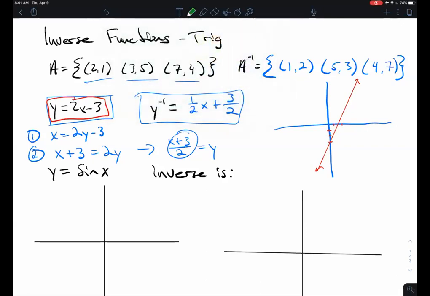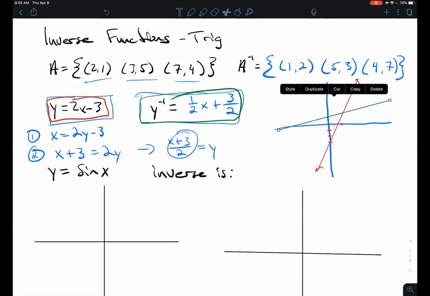Now the inverse, which I'll draw in green here, is 1/2 x plus 1.5. So now y is 1.5, the y-intercept, and then it has a slope of 1/2. So up 1 over 2. Let's see if I can get a straight line there. So there's y and y inverse graphed.